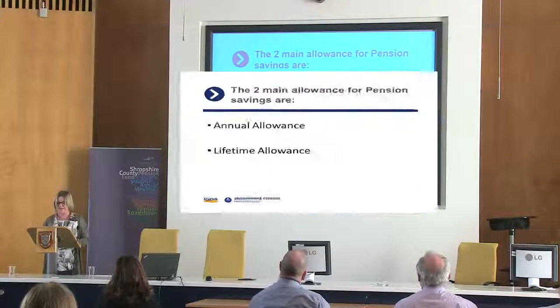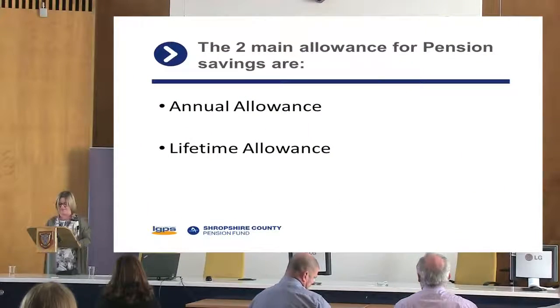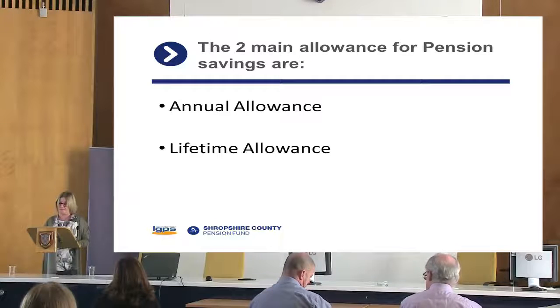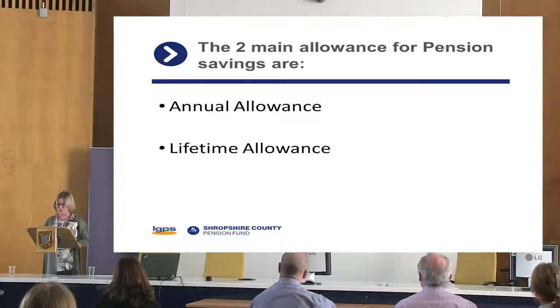The two main allowances that HMRC impose are the annual allowance and the lifetime allowance. There are limits on the total amount of contributions you can make into your pension scheme and get tax relief.